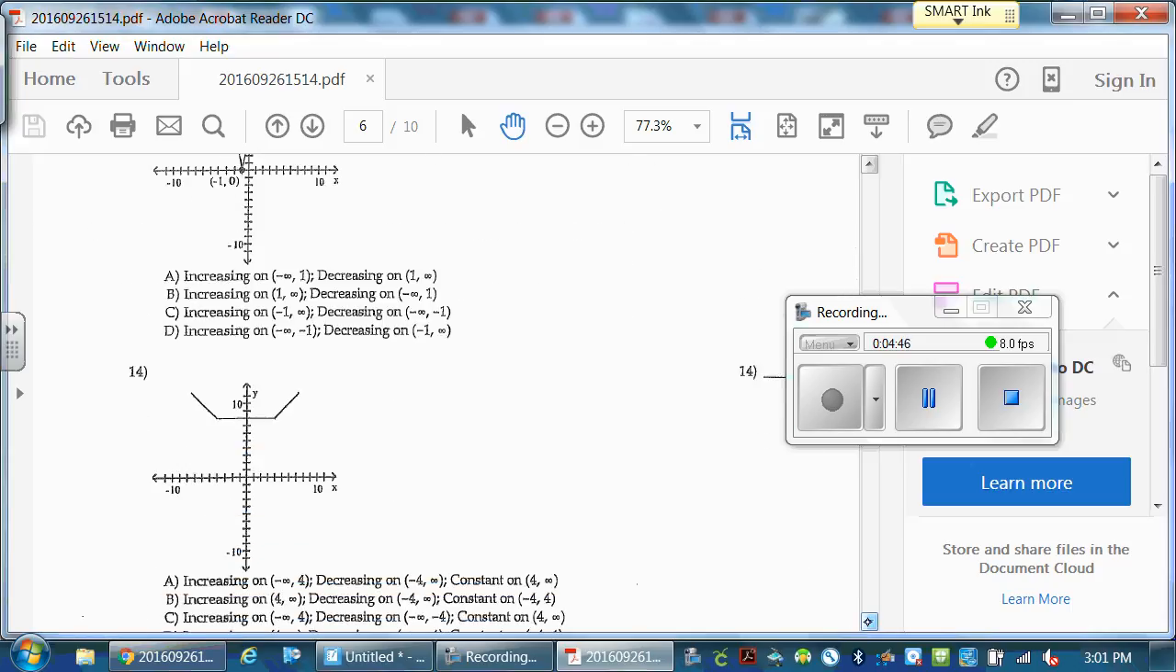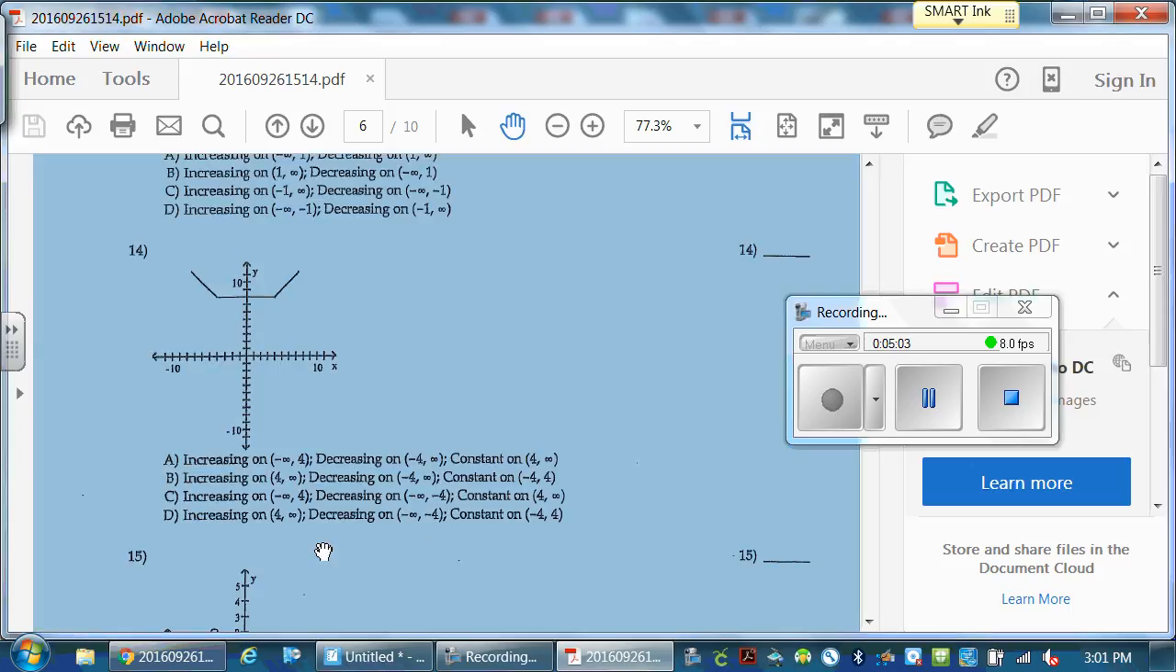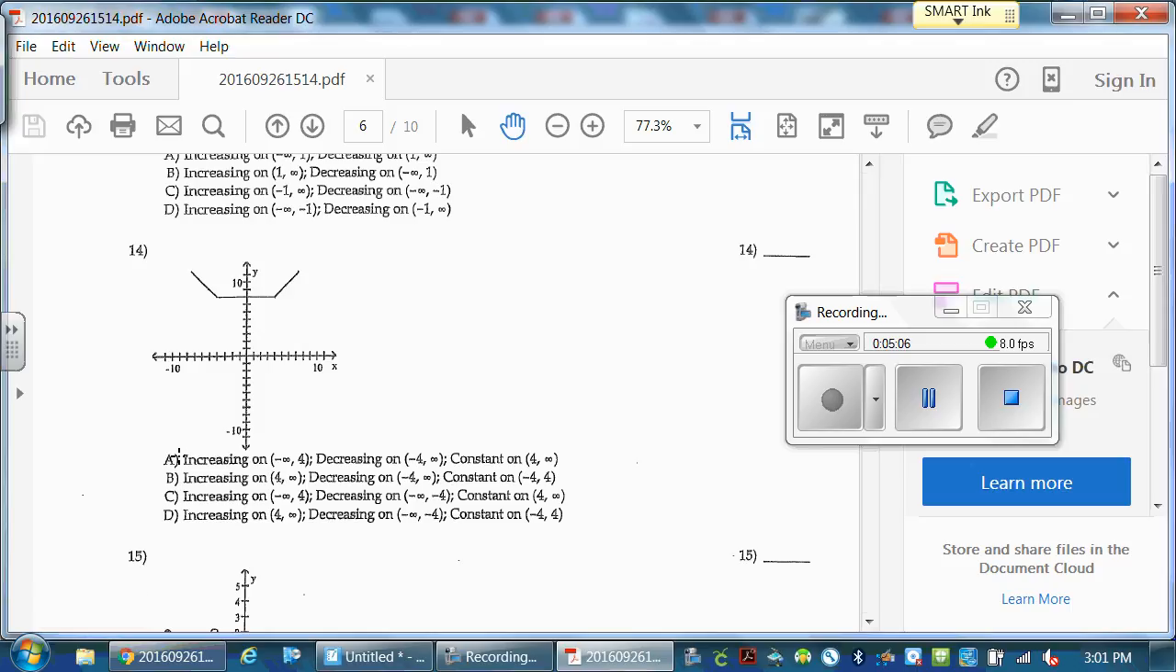All right, this particular one, they have increasing and decreasing and constant. Increasing from, what is that, 1, 2, 3, 4 to infinity. Decreasing from negative infinity to negative 4, and constant from negative 4 to positive 4. So my answer would be D.